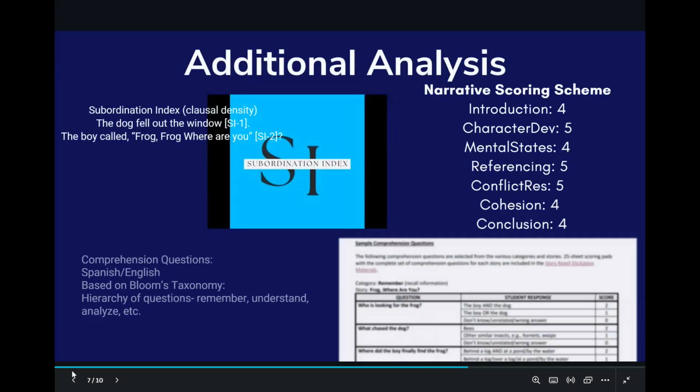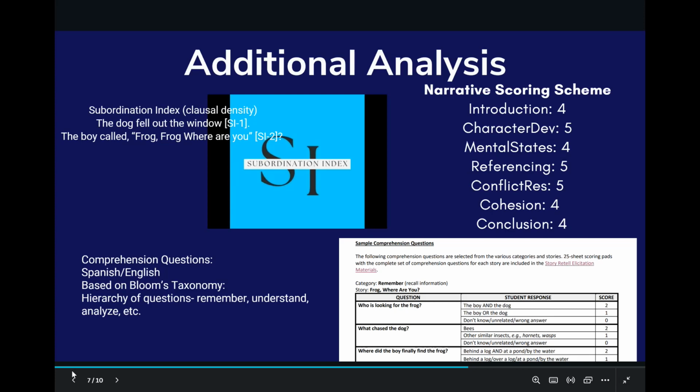In addition to the transcript, you'll get basic measures like mean length of utterance, words per minute, number of different words and so forth, the number of errors, etc. We also have additional analysis, so you really get a lot of information by collecting one quick 5-minute story. The subordination index can be applied to your transcript, and that is essentially measuring clausal density and syntax. So if they're using more robust, sophisticated sentences like, the boy called, Frog, Frog, where are you? That's a score of SI2 versus the dog fell out of the window. That's an SI1.